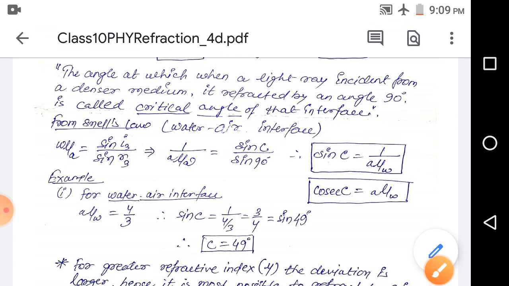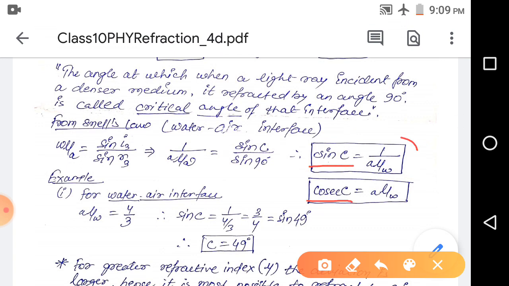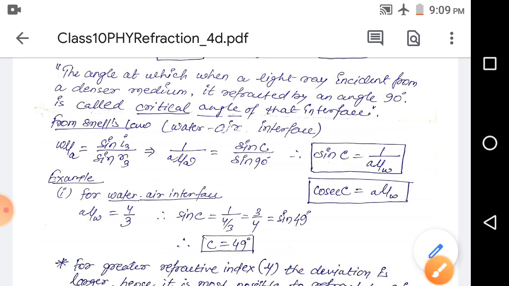Now if we take the reciprocal, you know that the reciprocal of sine C is cosec C, and here we have 1 by aμw. If we take the reciprocal, it will become aμw. So cosec C, where C is the critical angle, is equal to aμw.